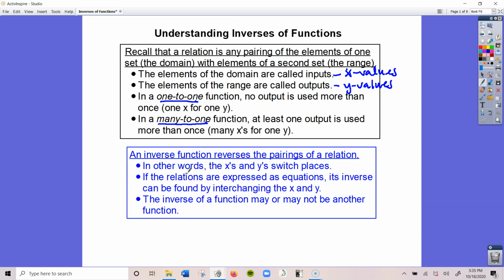Now specifically for inverses, inverses are when your x and your y's switch places. And that's because the function reverses the pairings of the relation. If a relation is expressed as an equation, its inverse can be found by interchanging the x and the y value. And the inverse of a function may or may not be another function, which is what we're going to investigate now.